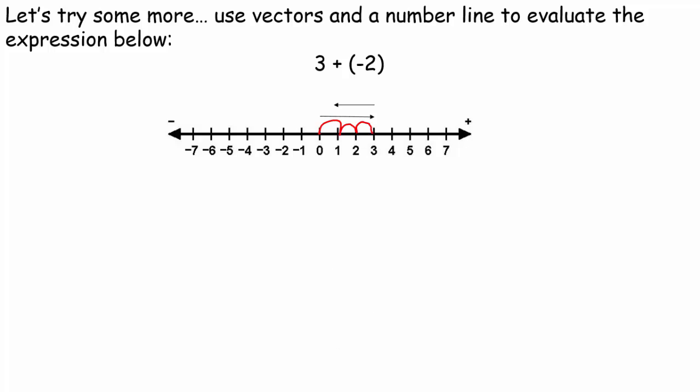Our next step then is to start our next vector where the previous vector left off. It left off at a +3. Notice that the next vector moves to the left or faces the left side of the number line. The reason why is because it's a -2, and -2 means that we go to the left on the number line. Notice that the distance that my arrow is going is actually 2 spaces. 1, 2. So my vector is showing that I'm going to the left 2 spaces.